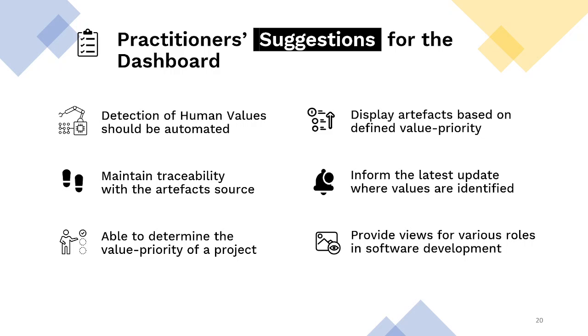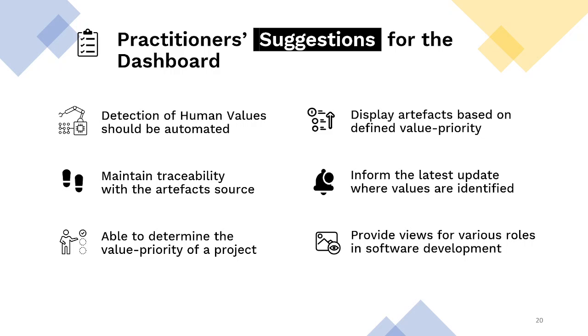Lastly, the practitioners also suggested several points to make a human value dashboard useful for them. First, the detection of human values should be automated to save the time spent manually labeling human values. Second, the dashboard should be traceable to the artifact source to make it easier for them to check the artifacts they need. Related to prioritization, the practitioners want to be able to determine the value priority of a project and make the dashboard display the artifacts based on the value priority that they define.